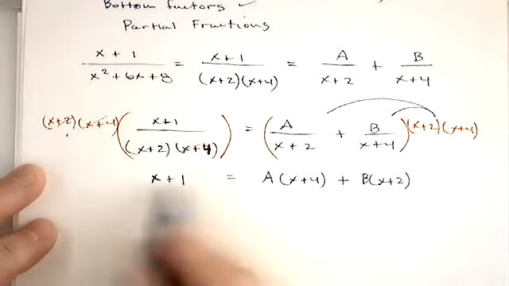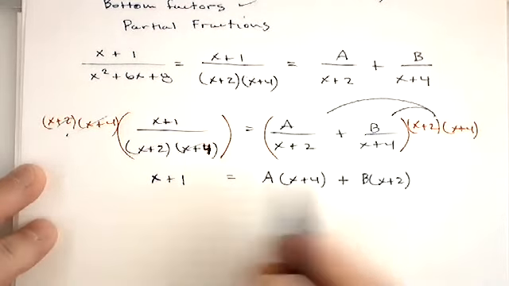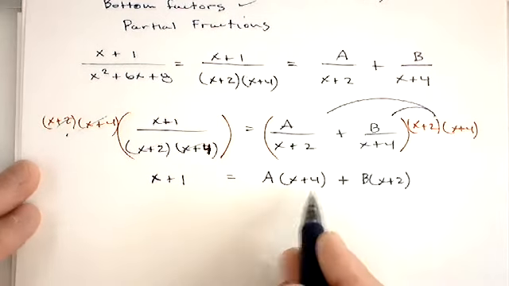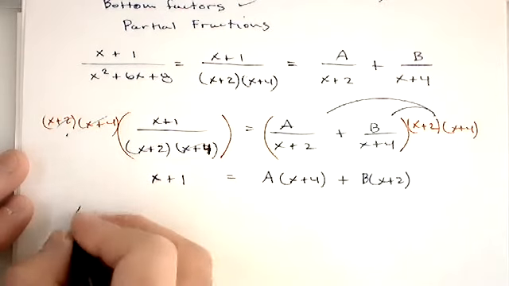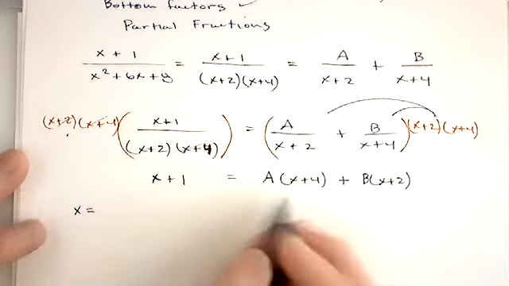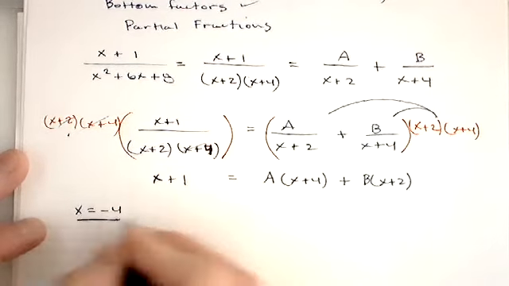This is an equation, which means the left side and the right side have to equal each other for any value of x, right? If it's an equation. So what I'm going to do is substitute in. I'm going to pick a nice x value. I'm going to let x be -4.